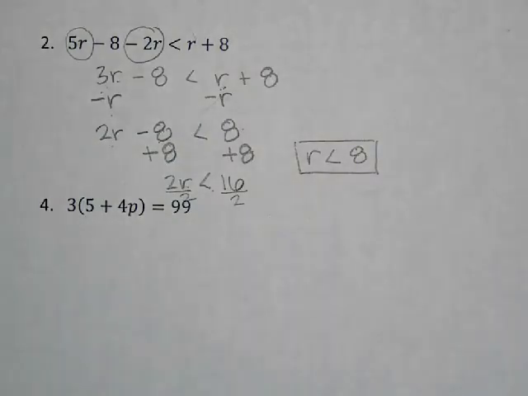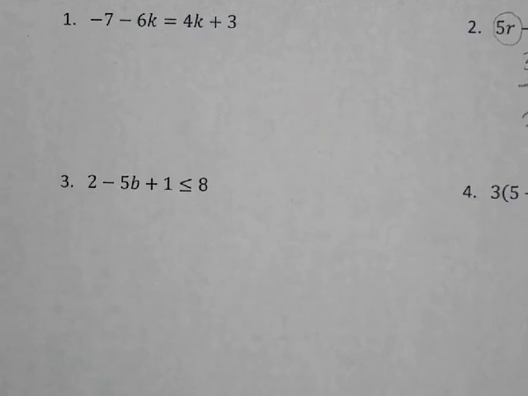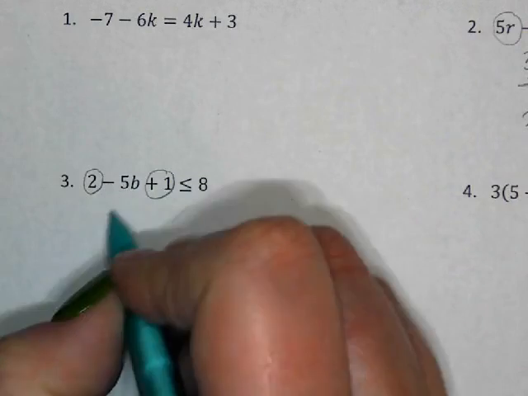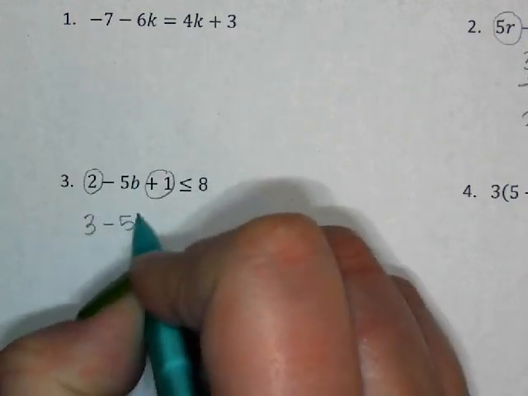Any other problems we want to go over or talk about? Number 3? Okay. So if we look at number 3, we have no parentheses there either. Do we have any like terms we can combine? 2 and 1. 2 and 1 gives us 3. So we have 3 and we have a negative 5b.